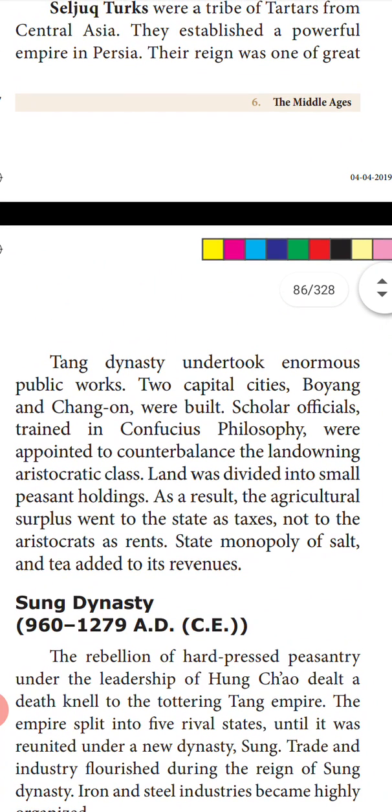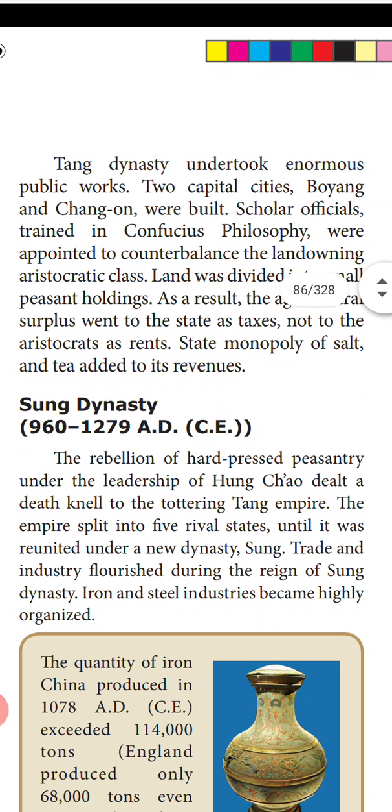The Tang dynasty undertook enormous public works. Two capital cities. Chinese people had two capital cities, Loyang and Chang'an. Underline, were built. Scholar officials trained in Confucian philosophy. Confucius was a philosopher; many scholars studied his philosophy and were appointed as a counterbalance to the landowning persons' holdings. As a result, the agricultural surplus went to the state as taxes, not to the aristocrats as rents.